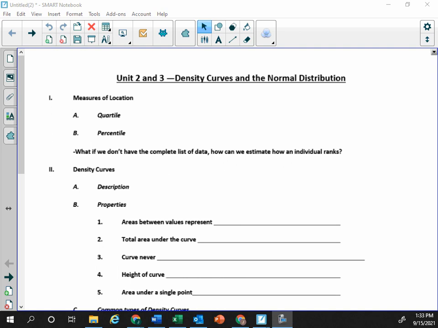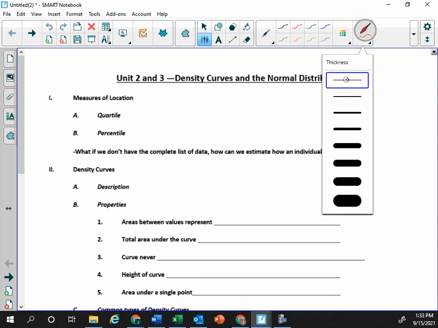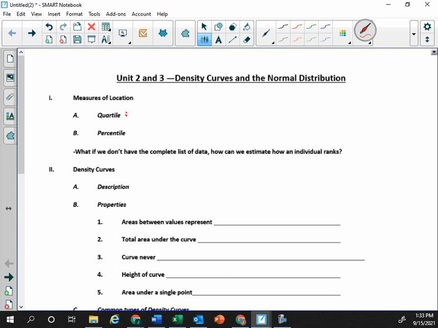Okay. So if we're talking about quartiles, the easiest thing to think about is a box plot. So with that, think box plot. If I asked you for Q1, I'll draw you a little box plot up here.